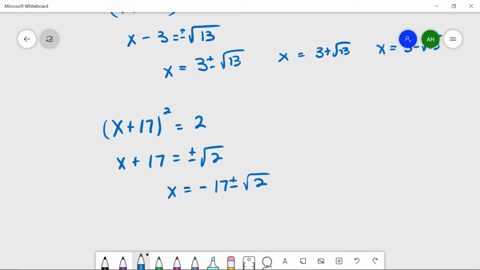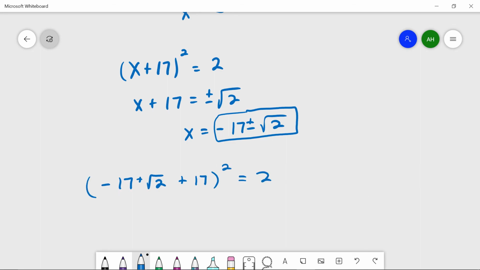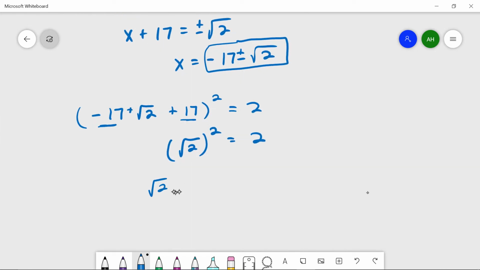All right, so let's think if we were to try and check this, we would take this amount right here and plug it into our original equation. So I'm going to have negative 17 plus the square root of 2, plus 17, squared equals 2. Okay, well, I've got this negative 17 and this positive 17, and those are going to cancel each other out. So now I have the square root of 2 squared equals 2. Well, the square root of 2 times the square root of 2 does indeed equal 2, right?